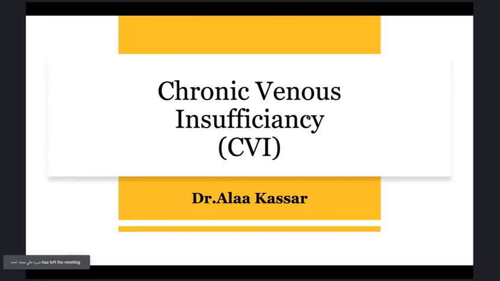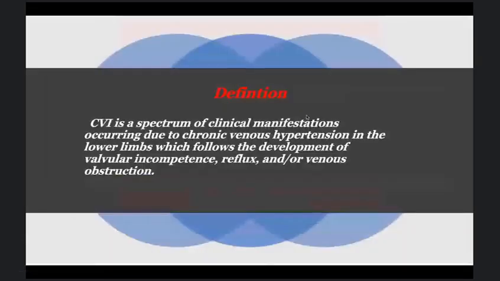Bismillah. Chronic venous insufficiency, what we call CVI. Now, what do you mean by the term chronic venous insufficiency? Chronic venous insufficiency is a spectrum of clinical manifestations occurring due to chronic venous hypertension in the lower limbs, which follows the development of valvular incompetence, reflux, and/or venous obstruction.